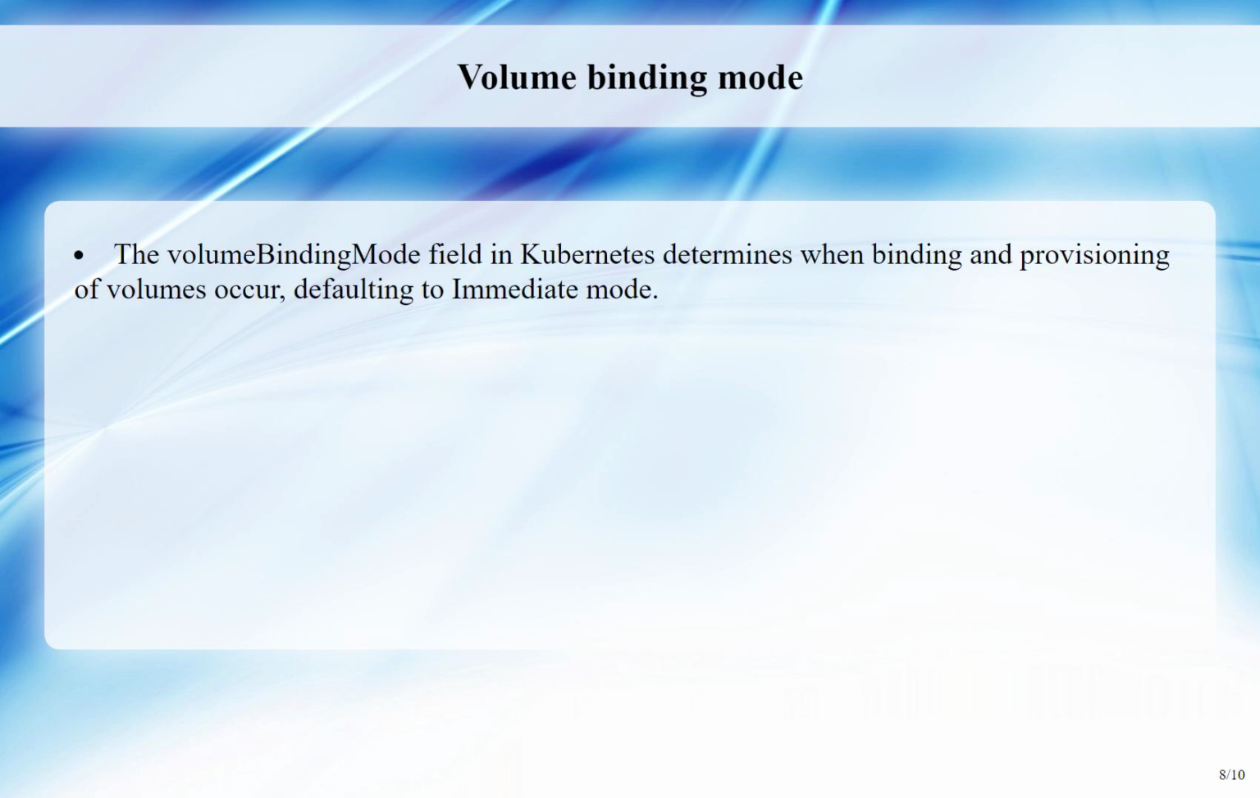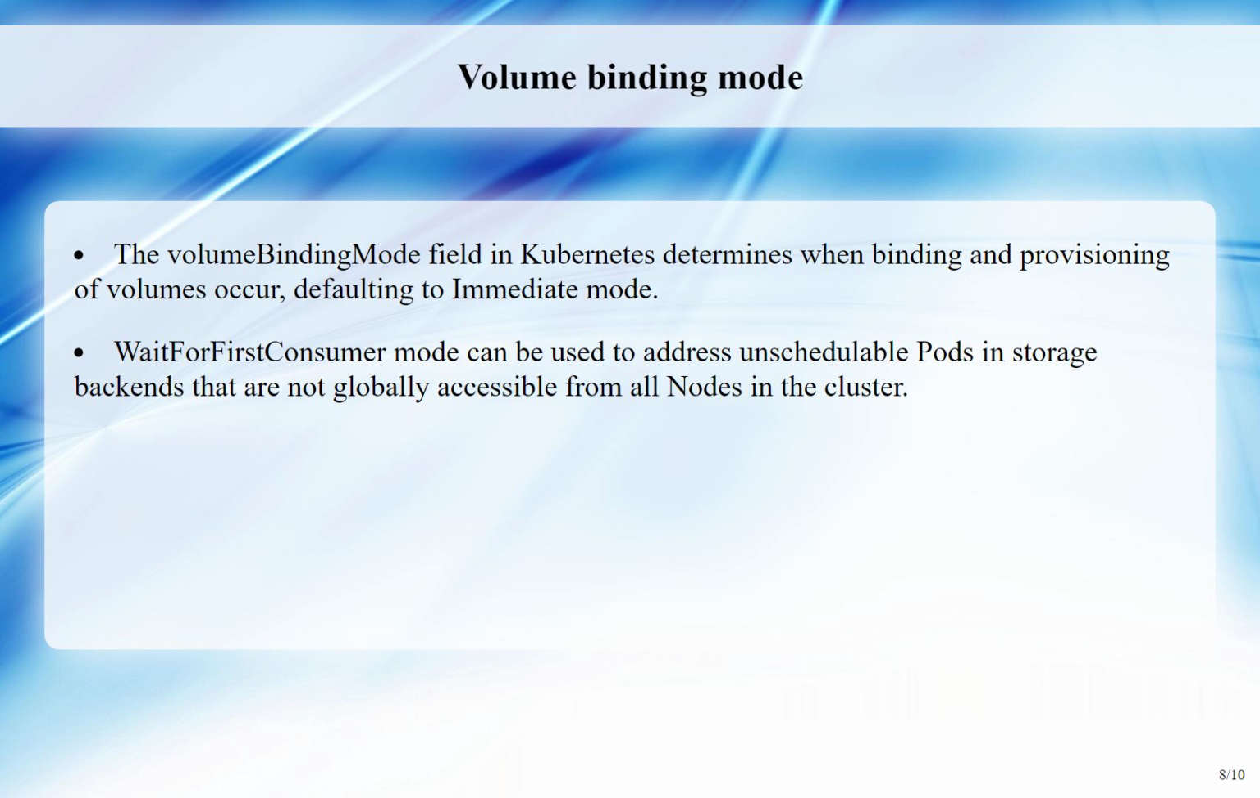Volume binding mode. The volumeBindingMode field in Kubernetes controls when volume binding and dynamic provisioning should occur. By default, the Immediate mode is used, which means that volume binding and provisioning happen once the persistent volume claim is created. However, for storage backends that are topology constrained and not globally accessible from all nodes in the cluster, this may result in unschedulable pods. To address this issue, cluster administrators can specify the WaitForFirstConsumer mode, which delays the binding and provisioning of a persistent volume until a pod using the persistent volume claim is created.